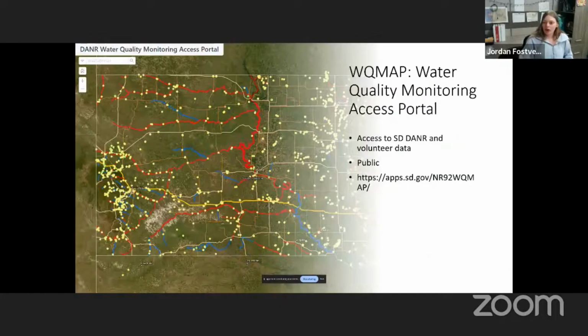And then we have our Water Quality Monitoring Access Portal, or what we like to call WQMAP. This is where you can access all of the data you collect. It's available to the public. And as you can see, each one of those yellow dots is a station where we have collected data. So there's a lot of sampling stations out there.